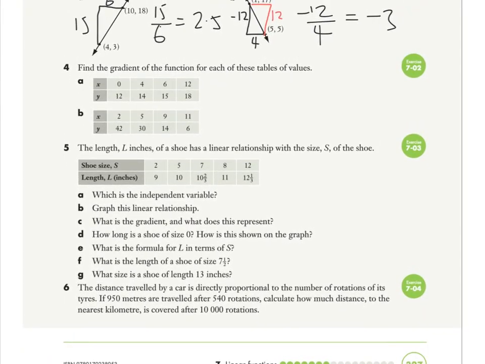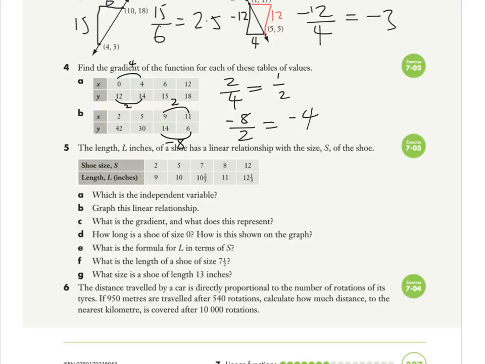Okay, the gradient of each. So gradient rise, which is 2 over run 4. 2 over 4, which is a half. Now b, doesn't matter which points you choose. From 14 to 6 is a fall of 8. From 9 to 11 is 2. Negative 8 over 2 is negative 4.